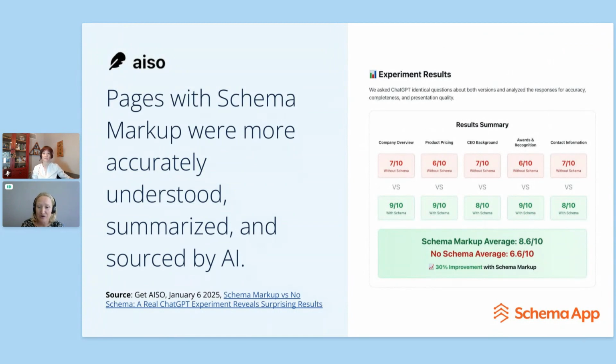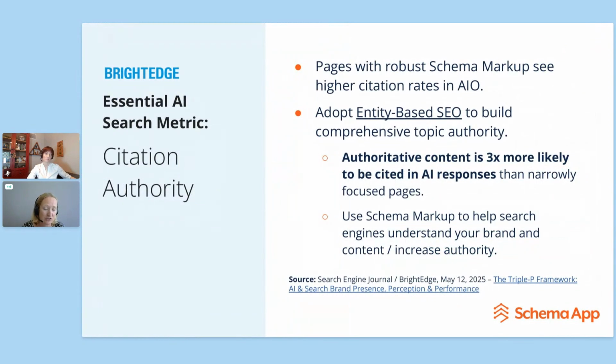So AISO talked about how in their research they saw that when there was really robust schema markup, visibility in ChatGPT increased. And I love this because in this day where we don't have metrics from ChatGPT, it's still showing us that structured data is one of those foundations.